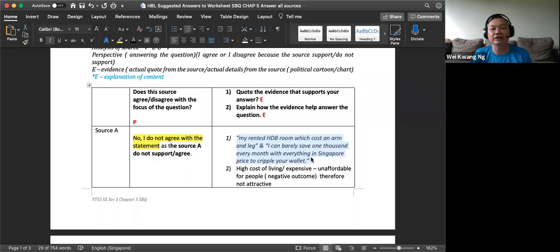Based on the evidence over here, I must show something that is a negative outcome. That means it's not attractive. So what is the negative outcome? The negative outcome is that there is a high cost of living, or it is very, very expensive, or it is very unaffordable. This is a negative outcome. Therefore, Singapore is not attractive.